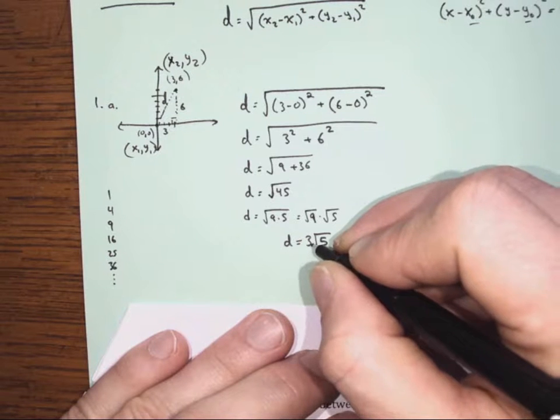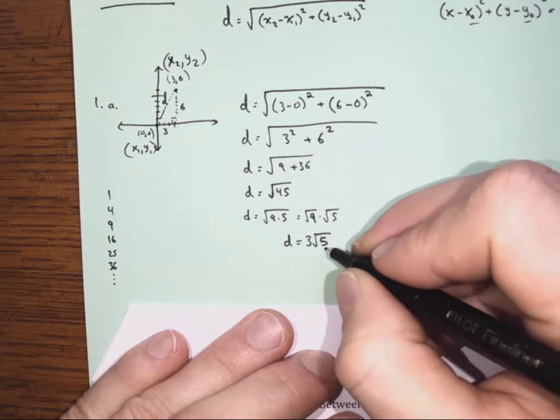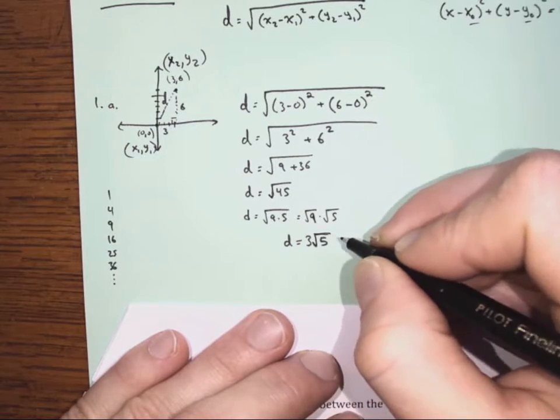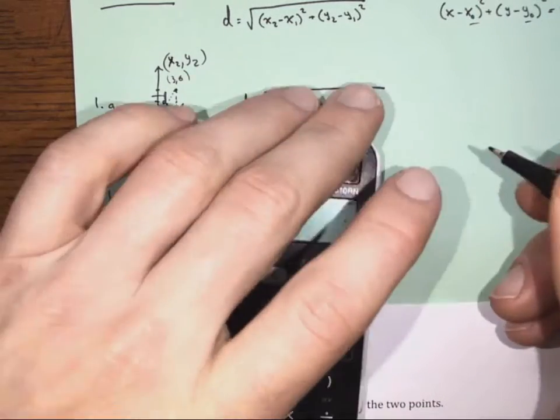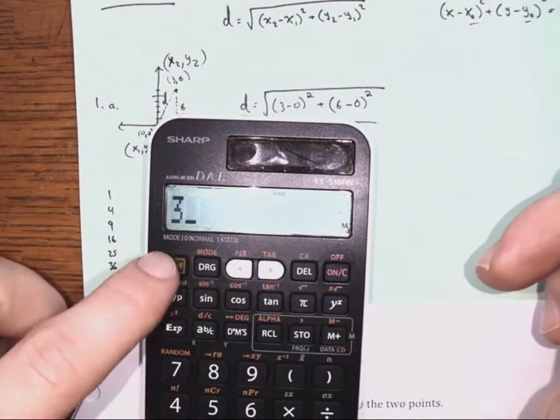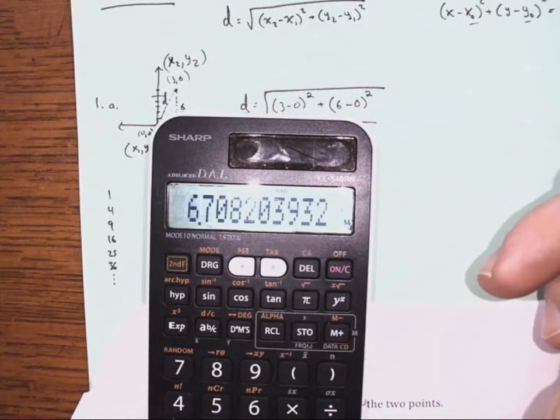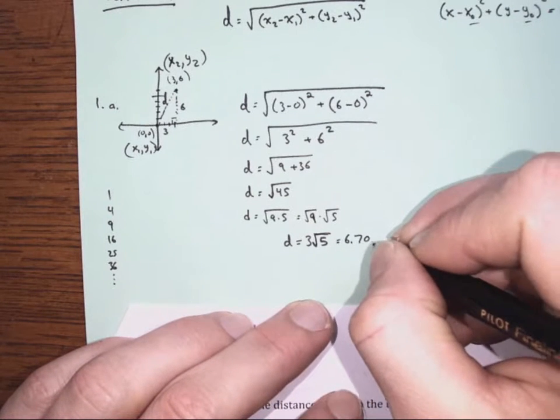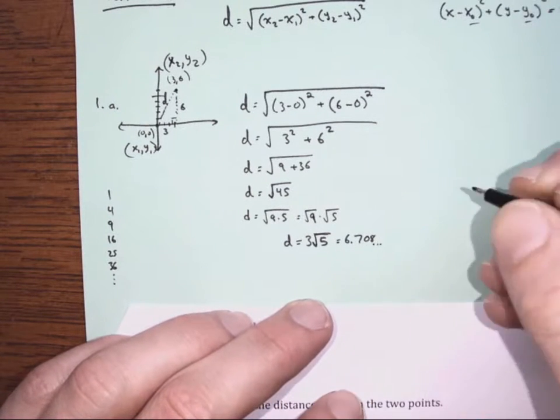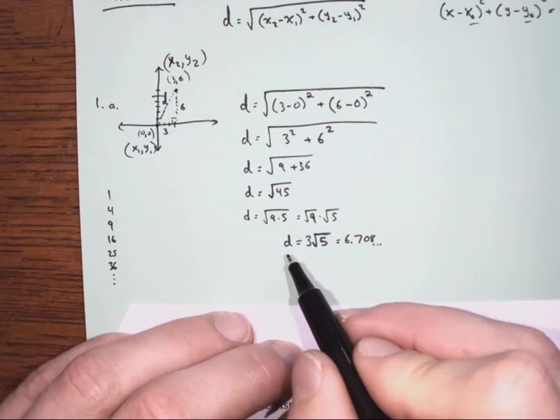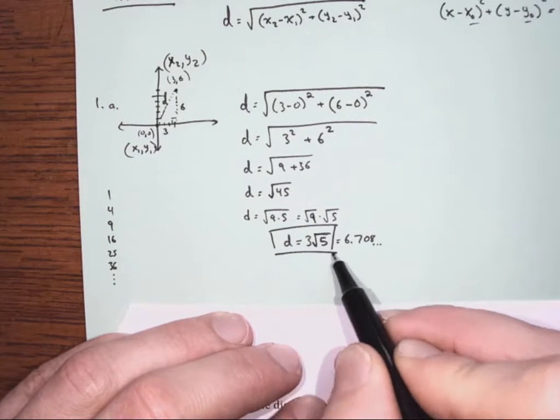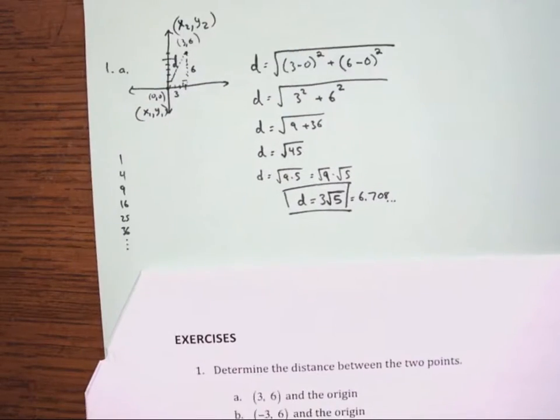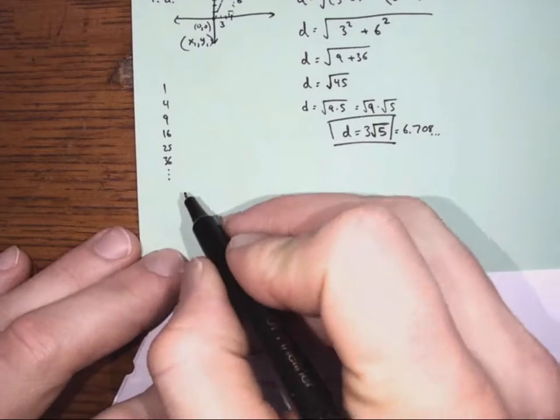Now that has a decimal approximation. It's probably something a little bit bigger than 6, because the square root of 5 is somewhat bigger than 2. We can actually find a value for that, 3 root 5, it is 6.7, or 8. However, we prefer a simplified radical as our answer. All right, so we're going to move on to question 1b.